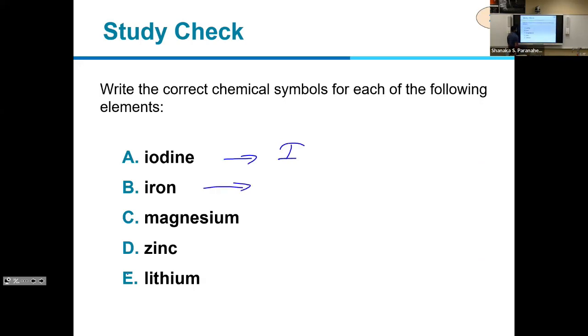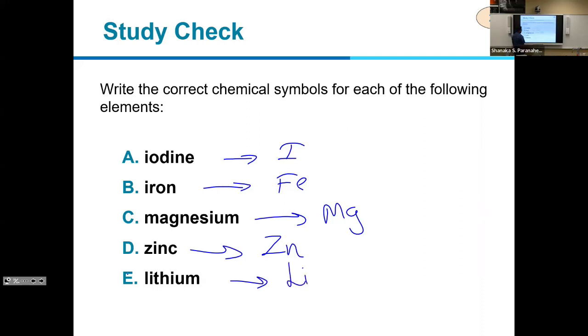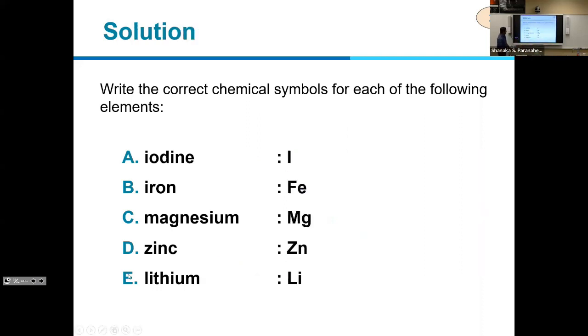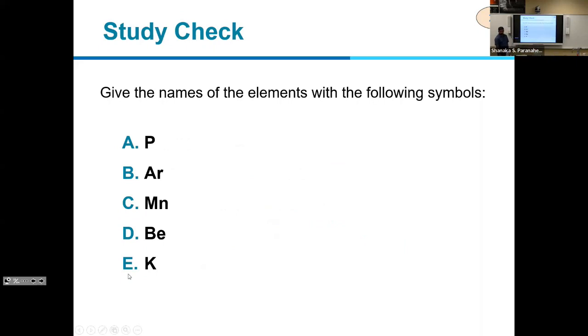So what is the symbol of iron? Magnesium is Mg, number 12 in the periodic table, iron is Fe, number 26, zinc is the 30th element, Zn, and lithium is the third element, Li. Next one, P, what is the element? P is not potassium. So that's a common mistake.